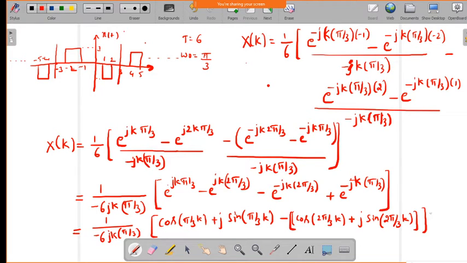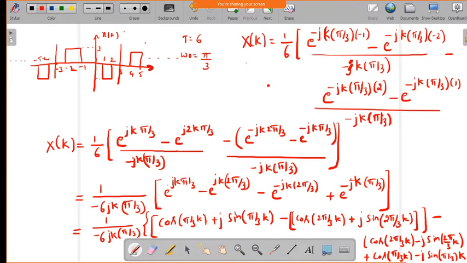Okay, and put out the next term. The next term is minus again cos of (2π/3)k minus j sin of (2π/3)k. Okay, plus two more terms for this: plus cos of (π/3)k minus j sin of (π/3)k. So now see which are all the terms that are going to cancel each other.